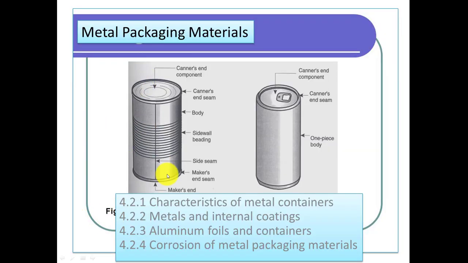So as I was explaining, this end is known as the maker's end. This is the bottom end, and this is the side seam which has been welded. It will be welded if the material is steel, and it will be soldered if the material is aluminium. This is the main body, and these rings are called beads, and the process by which we produce these beads is known as beading. And at the top we apply the lid, which is known as the canner's end. I hope you understand this process.